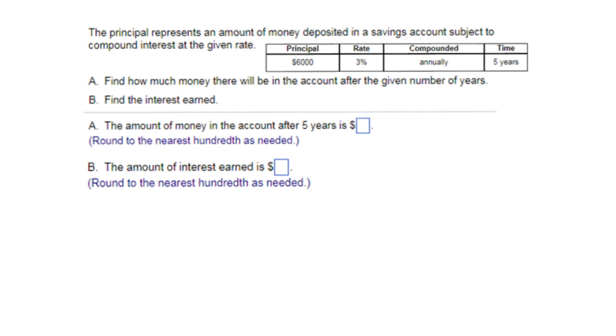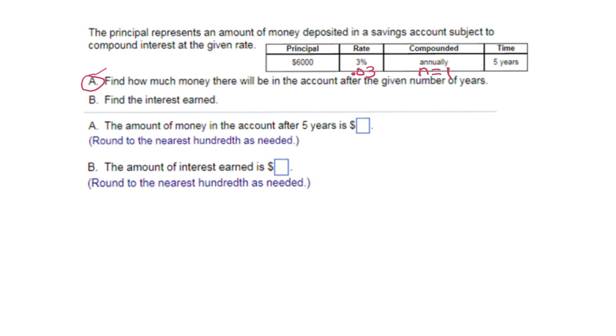The principal represents an amount of money deposited in a savings account subject to compound interest at the given rate. So the principal P is $6,000. The interest rate is 3%. So remember, this is going to be 0.03 once we convert it to decimal. Compounded annually. So that says n is equal to 1 time a year, and time is 5 years. So part A is asking us to find how much money there will be in the account after the given number of years. So they're asking you to find the future value. And then part B says find the interest.